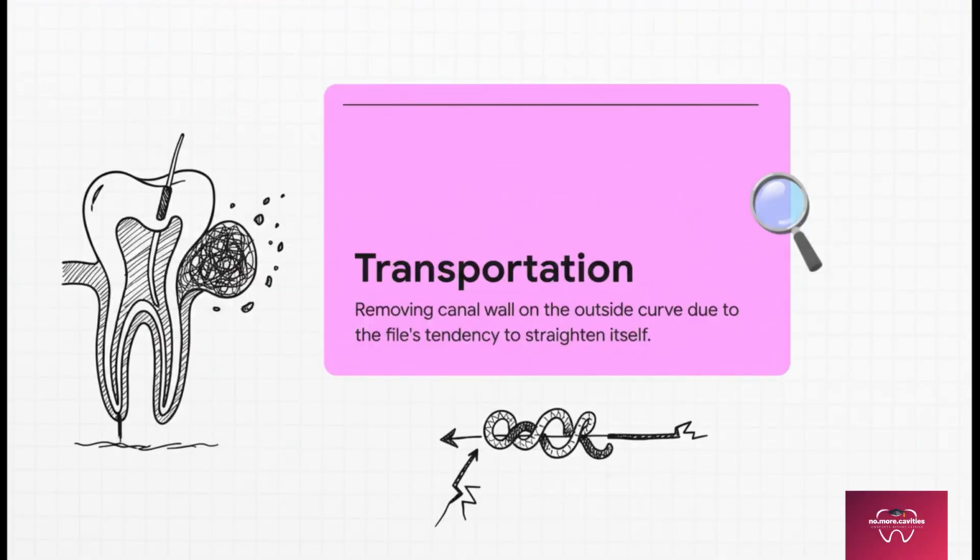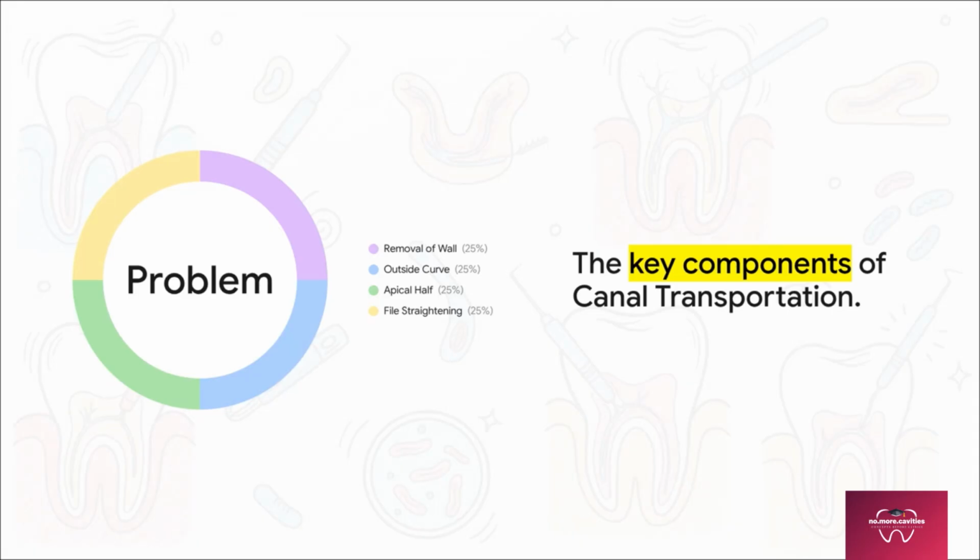So officially, transportation is the removal of the canal wall structure on the outside curve, all because of the file's tendency to straighten out. At this point, it's no longer just cleaning, it's unintentionally carving a brand new path where one should not exist. Okay, let's break this down. The key thing to remember here is that this is removing healthy tooth structure, not just cleaning away infected tissue. This happens on the outside of the curve, right where that straightening force is strongest, and it's most dangerous deep down in the root, in what's called the apical half. And all of it, every bit of it, stems from that one simple principle of physics.